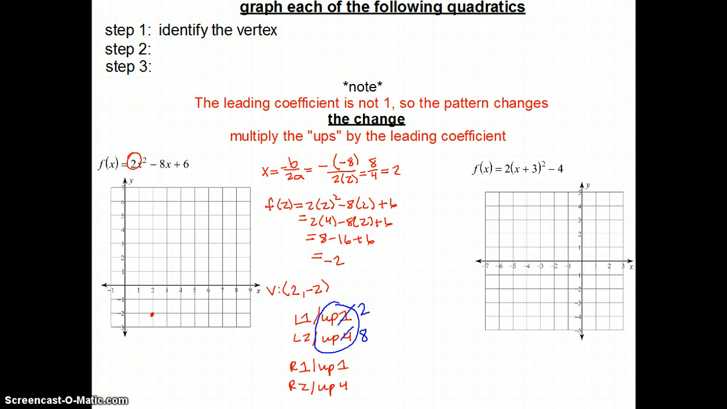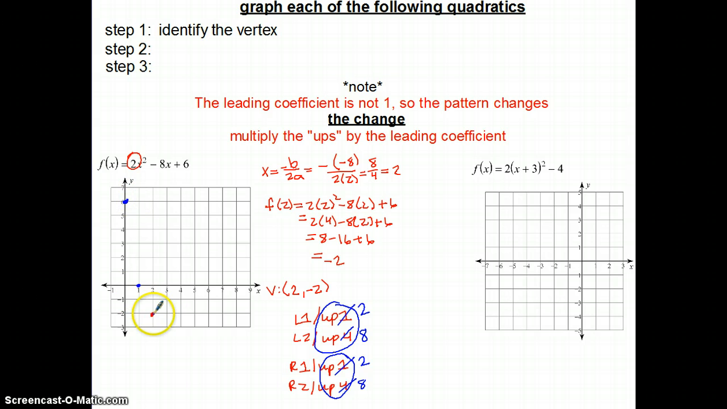However, my leading coefficient is 2, so I'm going to multiply these ups by that leading coefficient. So instead of right 1, up 1, multiplying that by 2, I'm going right 1, up 2. And instead of right 2, up 4, I'm going up 8. So from my vertex, I'm going left 1, up 2, and left 2, up 8. So 1, 2 to the left, 1, 2, 3, 4, 5, 6, 7, 8.